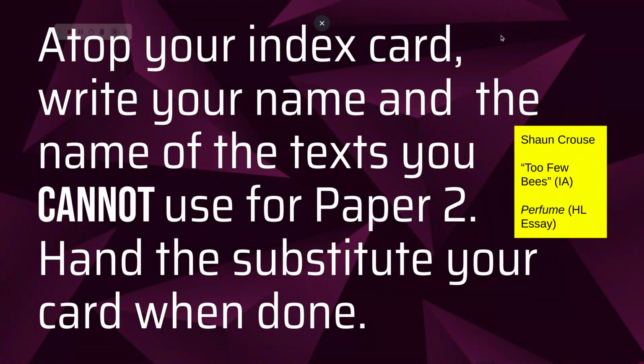So at the top, what I'd like you to do now, and there's a space for it in your organizer, it's that pink box as well, but at the top of your index card, please write your name and the name of the text that you cannot use for the Paper 2. Right? You're then going to hand that index card to your substitute when you're finished. Take a minute or two to do that now. I'm going to just hold here.